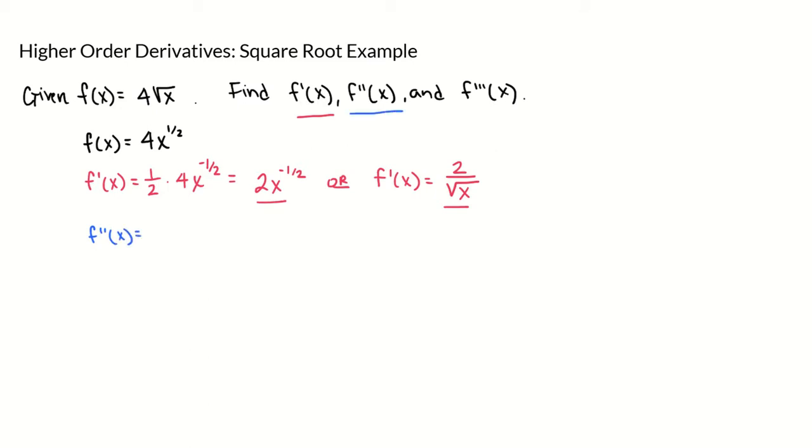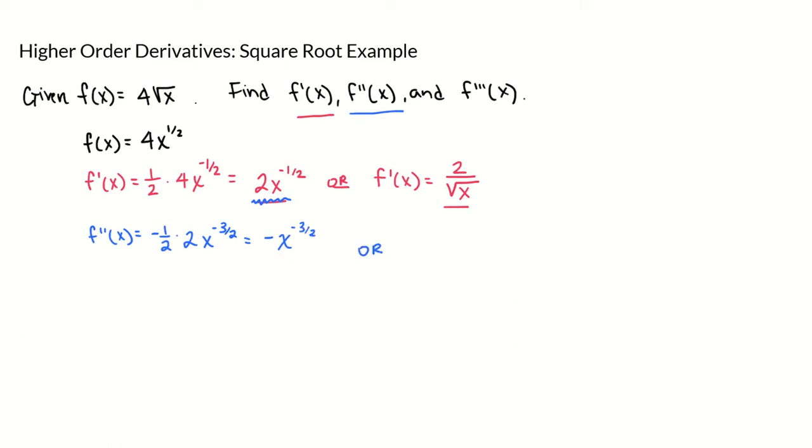we're going to use the first derivative, and I'm going to take the derivative of the function in this form. So again, using the power rule, bring down the negative 1/2. Subtract 1 from the power, negative 1/2 minus 1 is negative 3/2. So we can rewrite this function, negative 1/2 times 2 is negative 1, x to the negative 3/2.